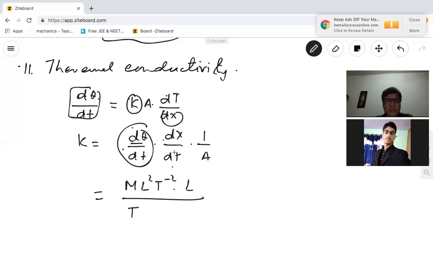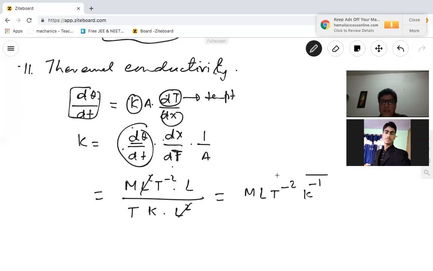But this T is not time, it is temperature. So this dT here is Kelvin, K, and A is L square. This L square gets cancelled, and it is M L T minus 3, and K will go up with K minus 1. This is the dimensional formula. Okay?